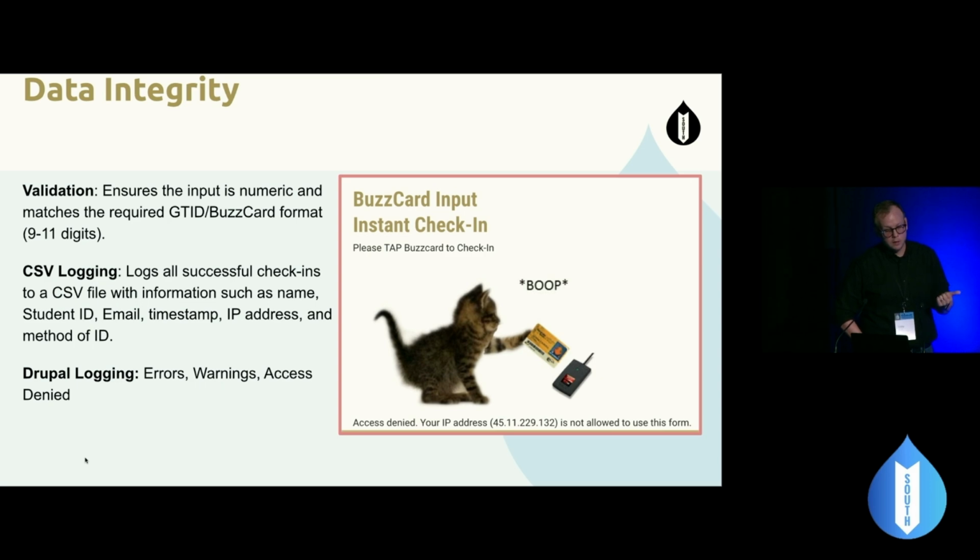So we want to log all of the successful check-ins and even some of the failed ones. As students being students, they tend to lose their cards. And when they lose their card and they get a new one, which they have to pay some money for, it can take a little while for that number to propagate in the system.